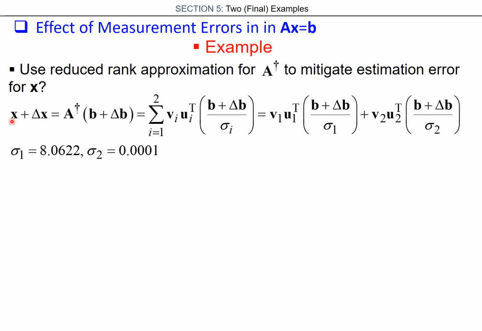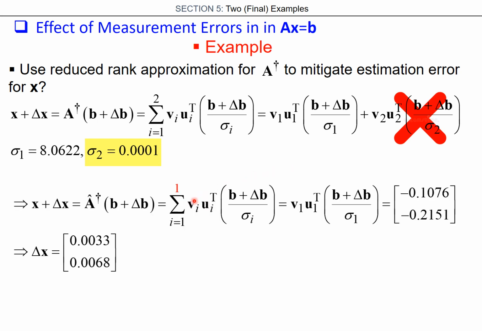So if you look at the expression for X plus delta X and put in the expression for the pseudo-inverse, you get this. There are two terms because it's a rank 2 matrix. And the problem is coming from the fact that sigma 2 is small and U2 transpose times delta B is reasonably big. So we'd really like to get rid of that term. Now if you get rid of that term, it's like writing the pseudo-inverse with just one term instead of two terms. So it's called a reduced rank approximation.